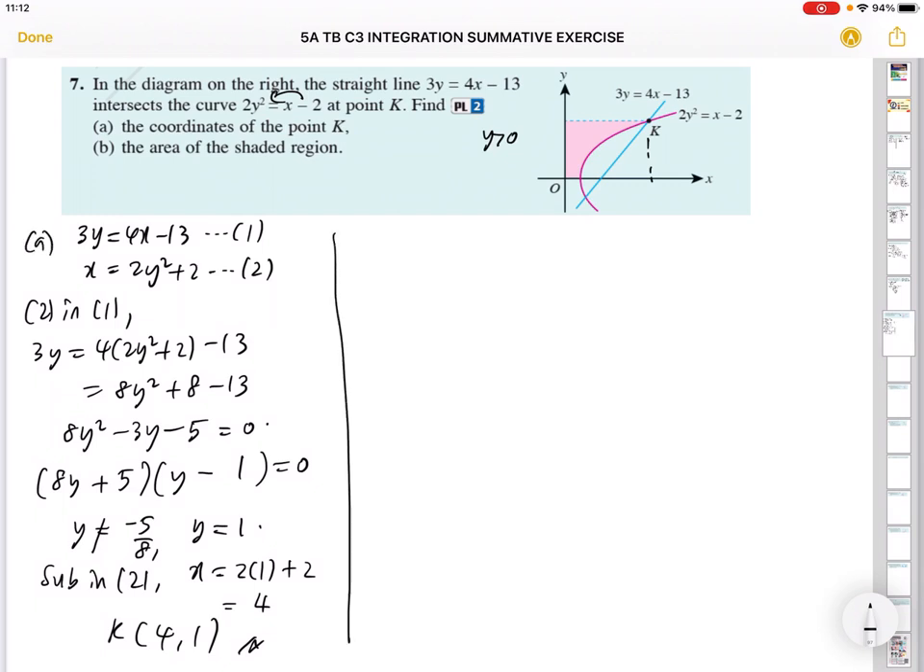Okay, but before you find the area of the shaded region, let's do some groundwork. We know that when you integrate, if you're going to find the area, you have to either integrate with respect to y or with respect to x.